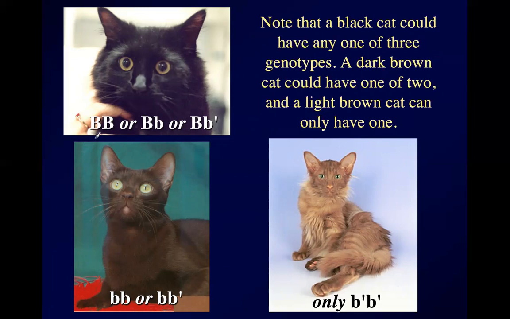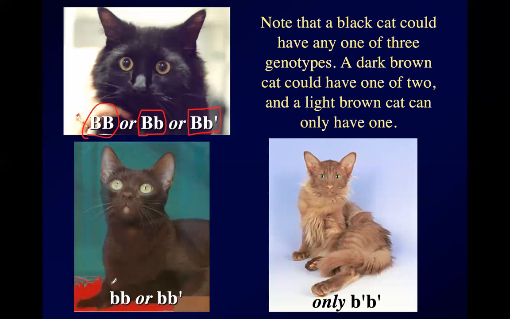Now, this black cat could be homozygous for the dominant black allele, or heterozygous and have one black allele and one dark brown, or be heterozygous and have one black and one light brown allele. It doesn't matter what the cat is heterozygous for. If it's got one black allele, that will cover up the presence of any recessive allele for fur color. So we can't tell this cat's genotype just by looking at it. All we know is that this cat has one copy of the black allele at least.